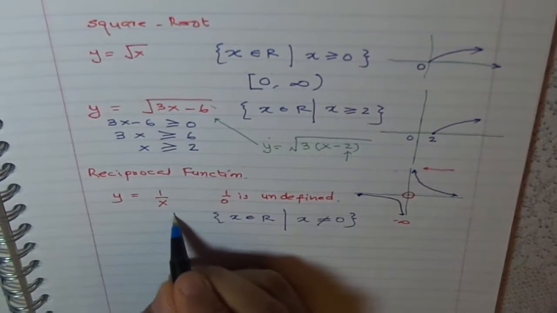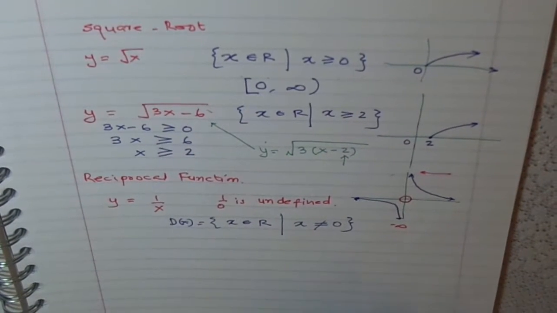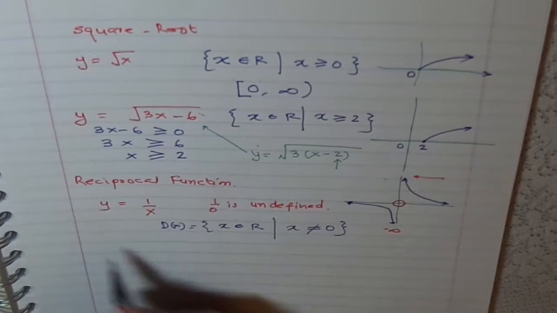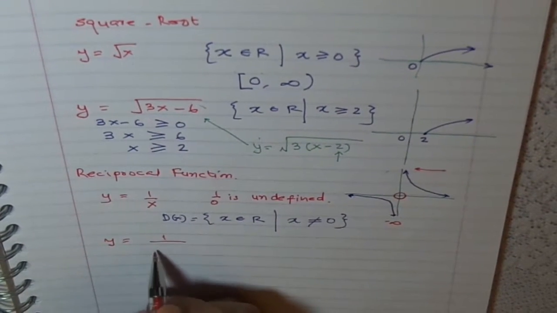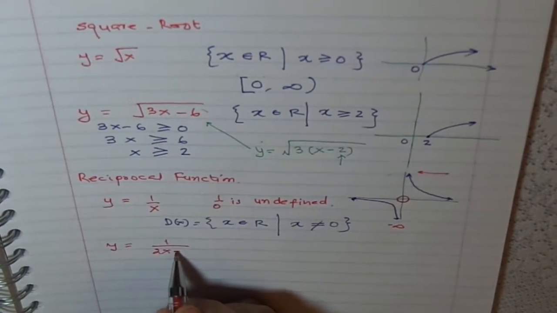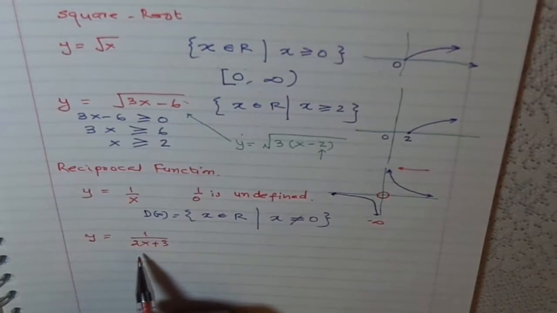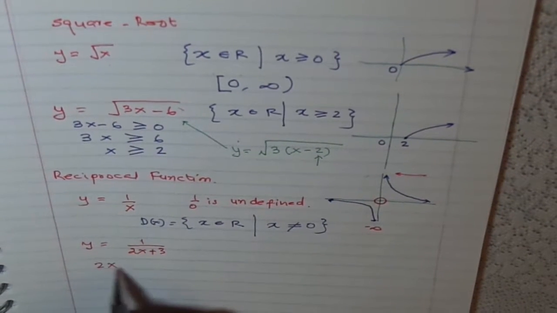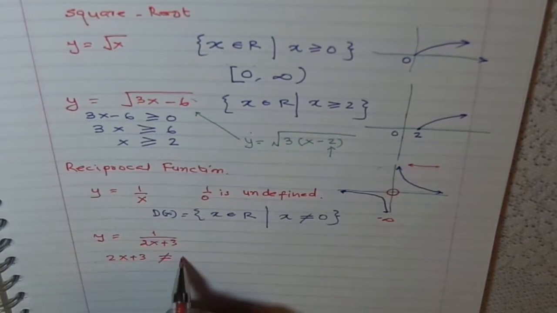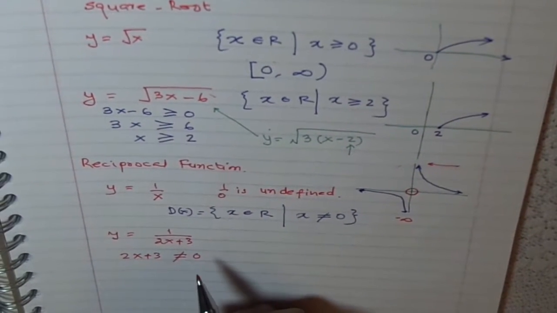So here we'll write domain dx equals to this. Now let's consider a few transformed functions of y equals to 1 over x. We can write this as 1 over 2x plus 3, for example. To find the domain, you have to equate that your denominator, which is 2x plus 3, should not be equal to 0. Is that okay? Because 1 over 0 is not defined.